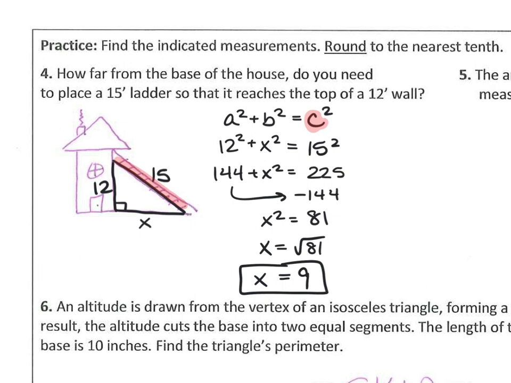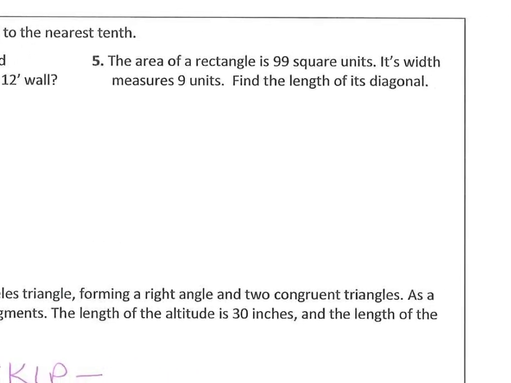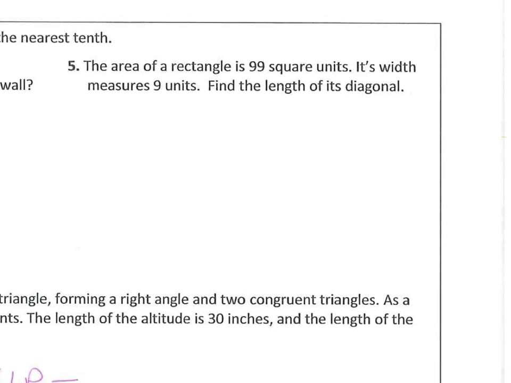Okay, number 5. Number 5 is an interesting question. It says the area of a rectangle is 99 square units. Its width measures 9 units. Find the length of its diagonal. Here's something important for you, and this is truly life lesson important.